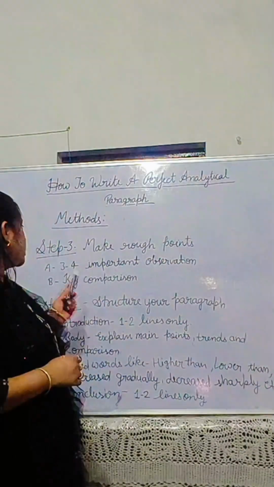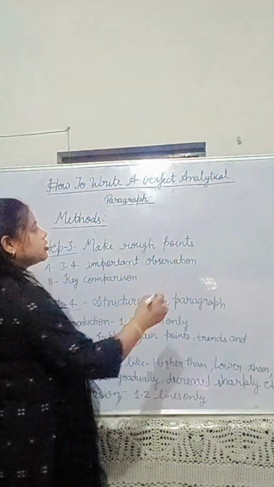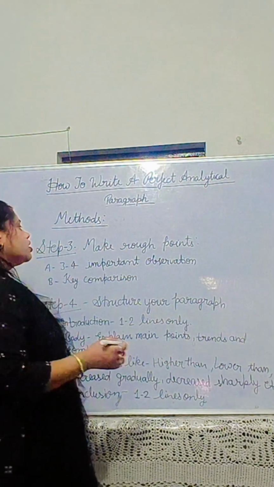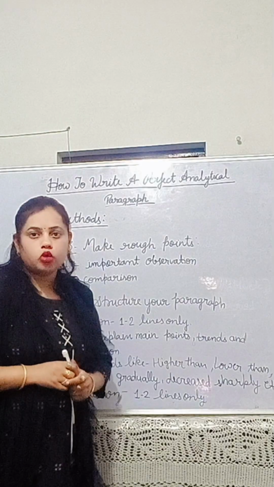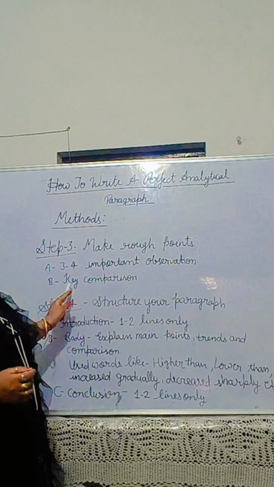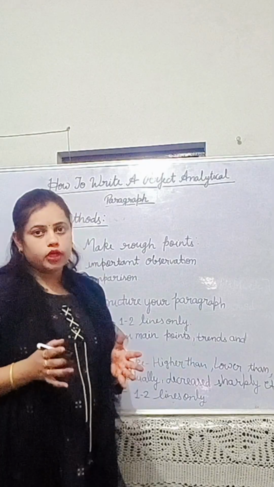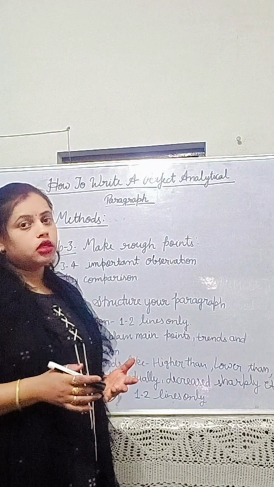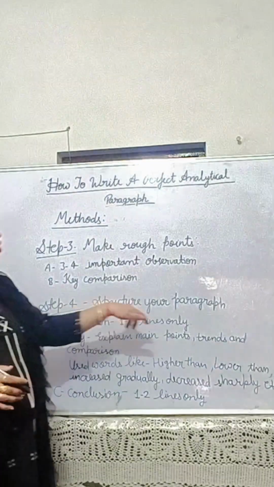So we will go to step 3, make rough points. You have to create some rough points, just like 3-4 important observations you find in the chart. Next is key comparison. If you find some important point or comparison given in the chart, you have to note that. Next, step 4, structure your paragraph.